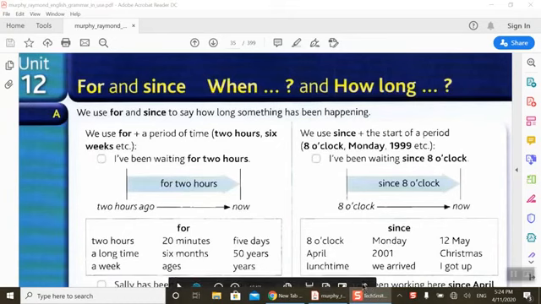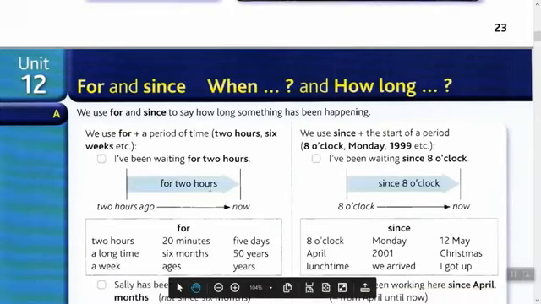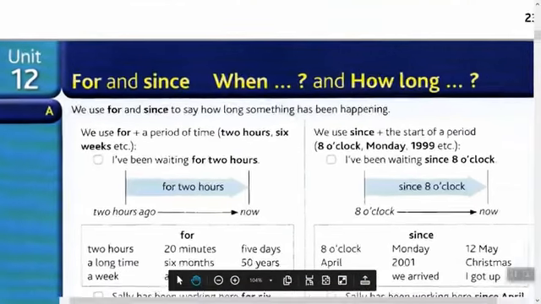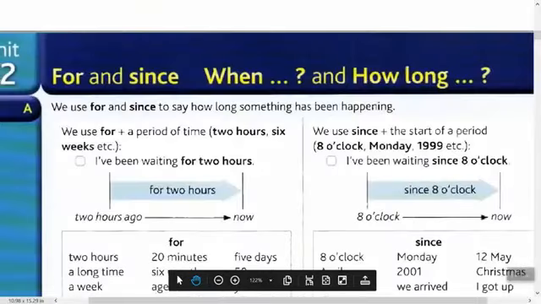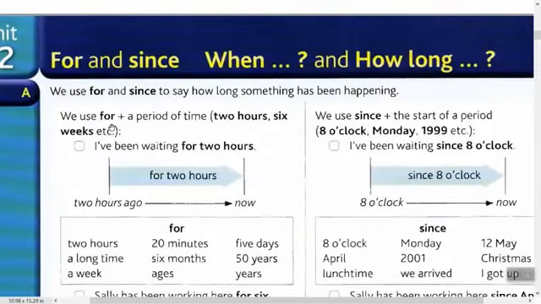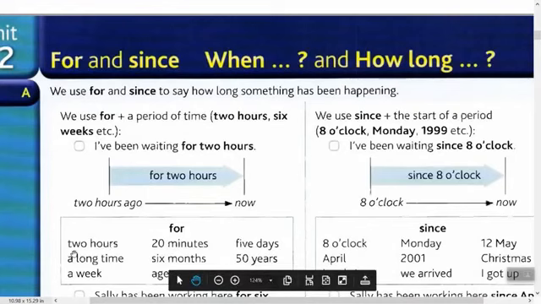Today we are going to talk about the difference between for and since. What is the difference between them? We use for plus a period of time. So when we have a period of time, for example 2 hours, weeks, okay, you can see here other examples: 2 hours, a long time, a week, 20 minutes, 6 months, ages, 5 days, 50 years. So we use what? For.